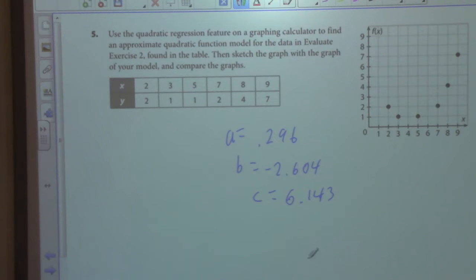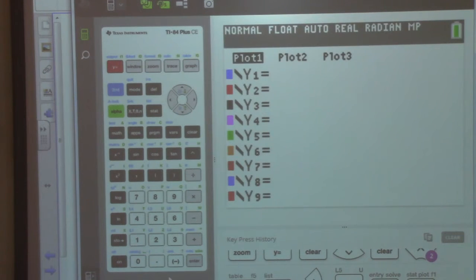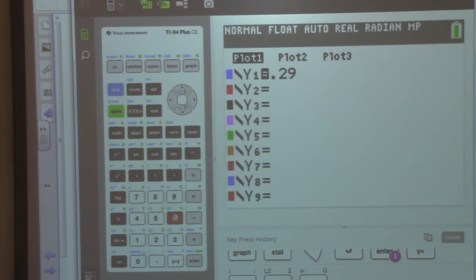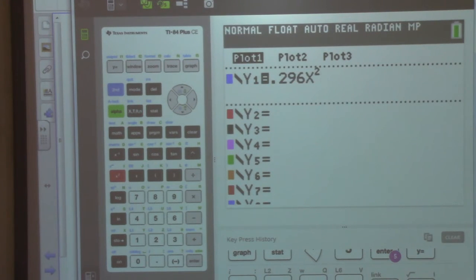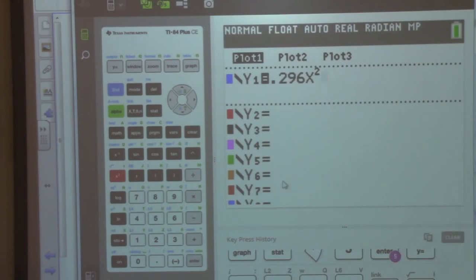So now we have 0.296x squared, right? And then we have minus 2.604x, and then we have finally plus 6.143.